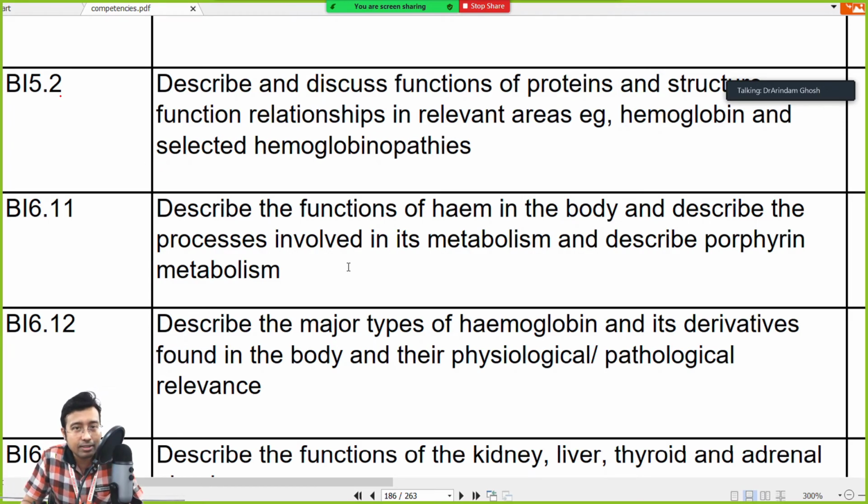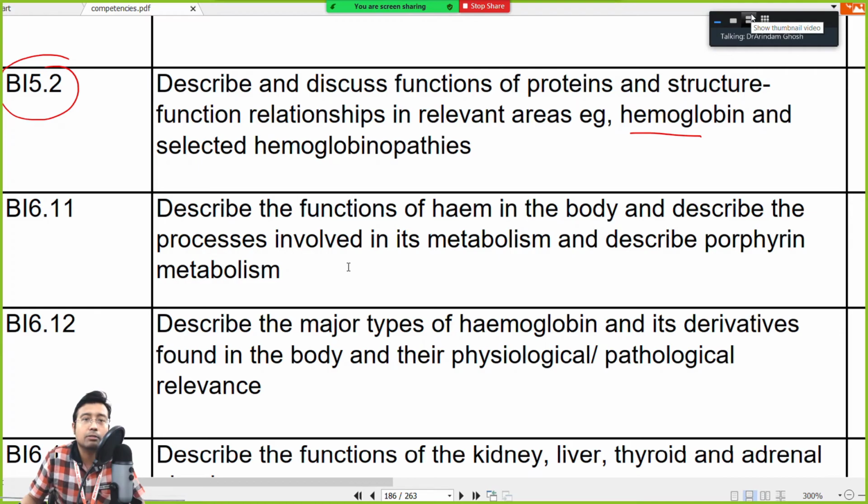So why are we discussing this? We are discussing it because of NMC competency 5.2, which gives hemoglobin as a specific example when we need to discuss the structure and function relationship of protein. After we are done with competency number 5.2, we will move on to the normal and abnormal variants of hemoglobin, which we will be covering in the other competencies.